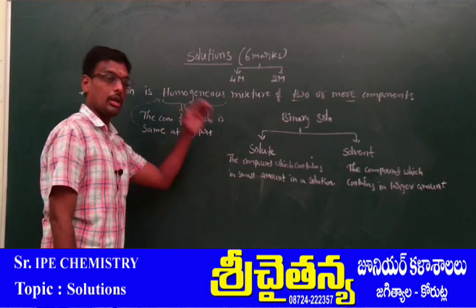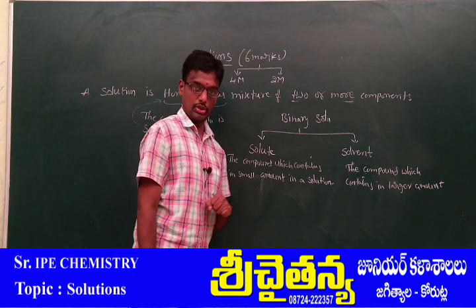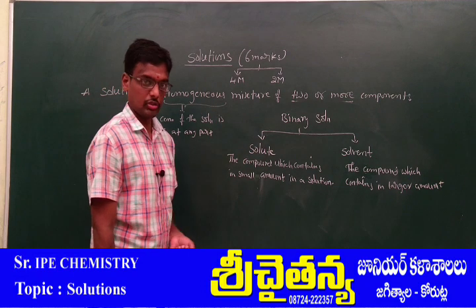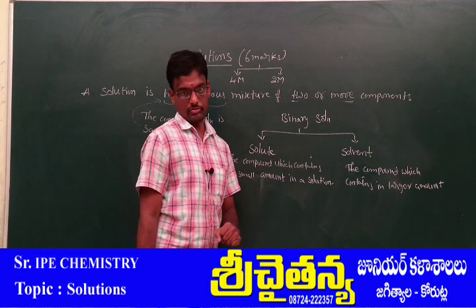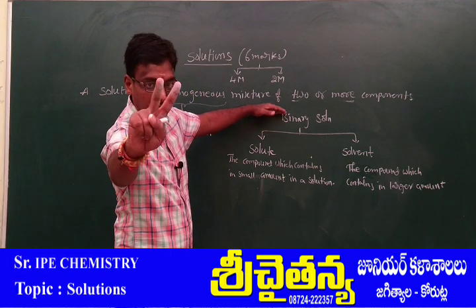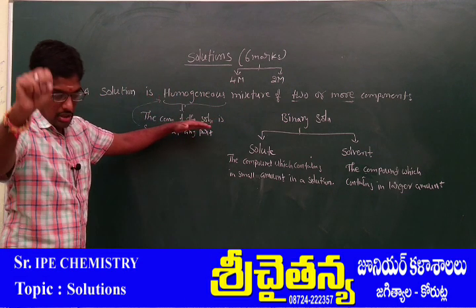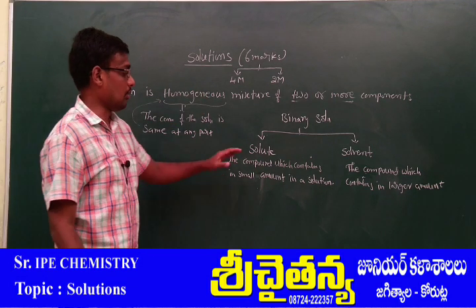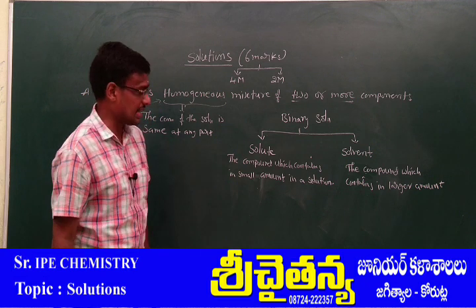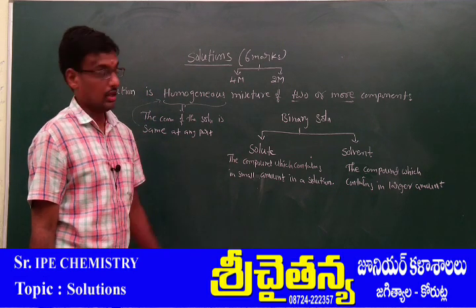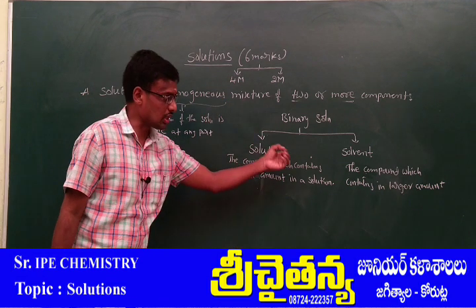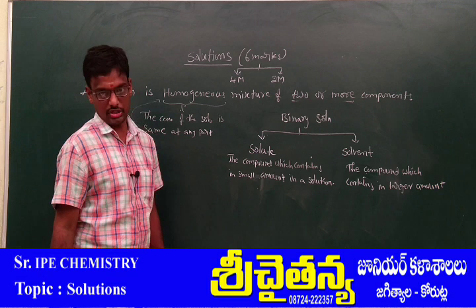Solute is a very little amount. Solvent is a larger amount. The solute always dissolves. The binary solution contains two components: one is solute, second one is solvent. The compound which is present in small amounts in a solution is known as a solute. The compound which is present in larger amounts in a solution is known as a solvent.